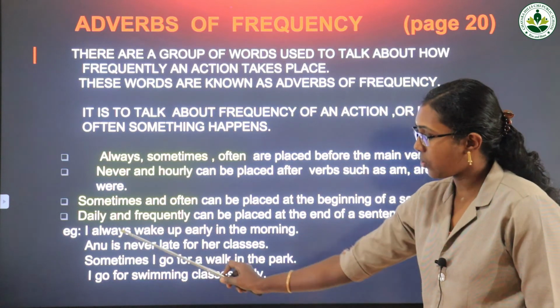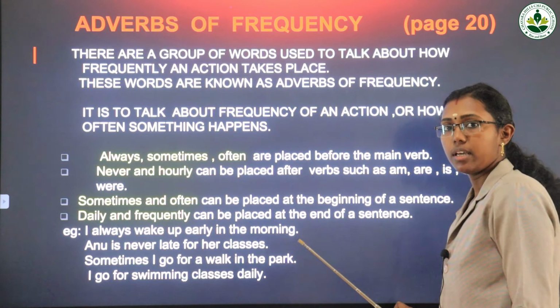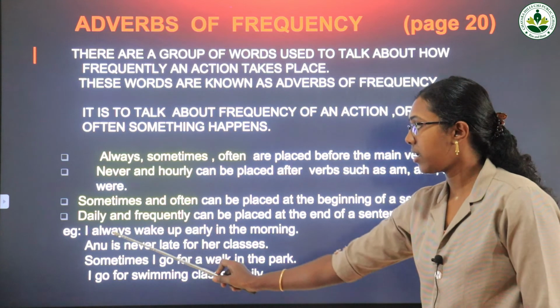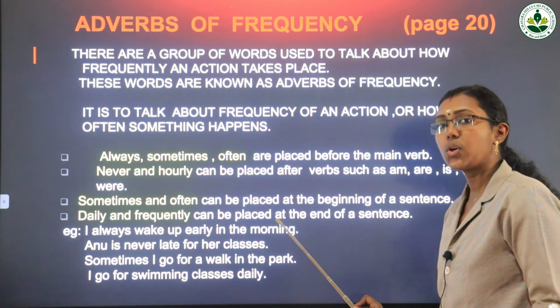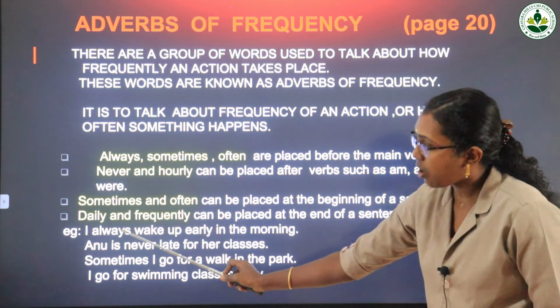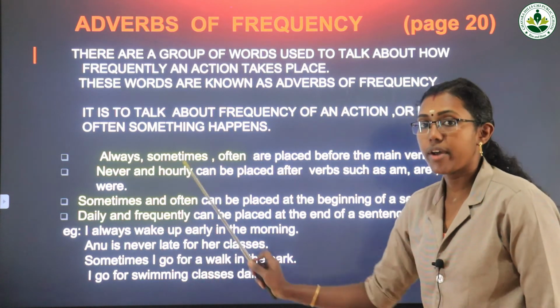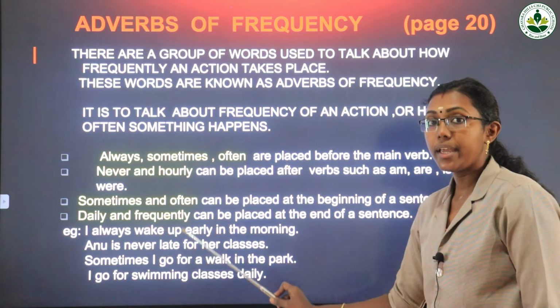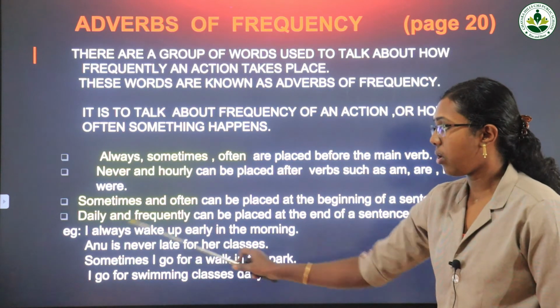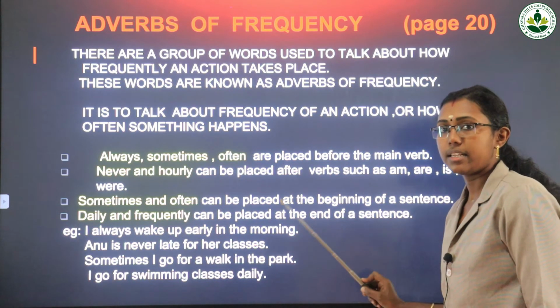See the example, I always wake up early in the morning. It is a regular happening, a regular action. Frequently it is happening there. So always, the particular one, you have to use before the main verb. So, I always wake up early in the morning.